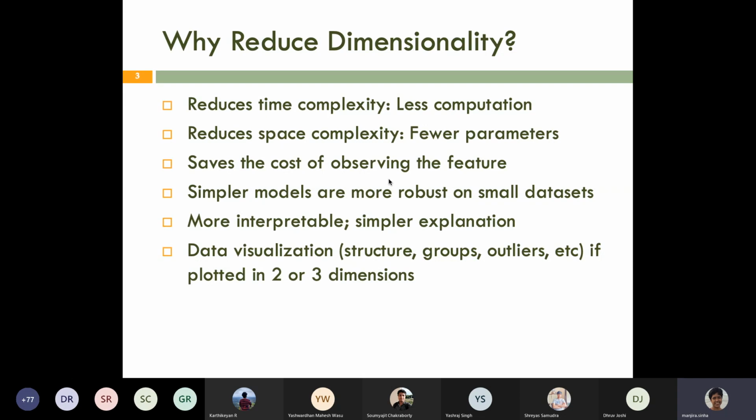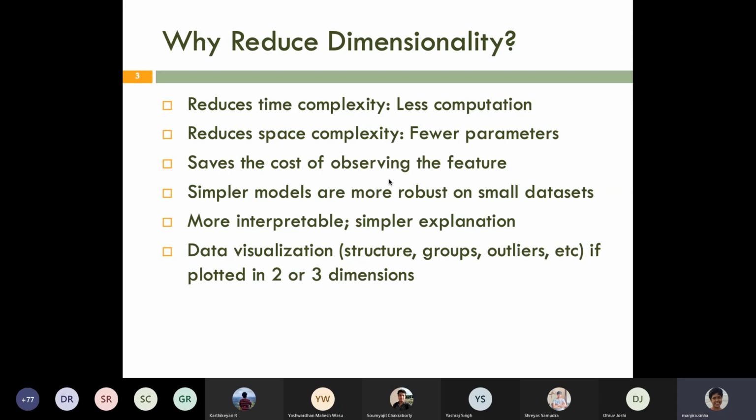It not only enables data visualization, but it also saves the cost of observing each feature and going through the feature specificities, and it is more interpretable also. If you have many dimensions to represent a data point, that means that many variations can be there in a data point, so each time you need to account for all the variations across all the different feature dimensions. But if you can reduce the dimensions itself, it becomes more interpretable, and we can come up with simpler explanations for our understanding and also for the model performance.